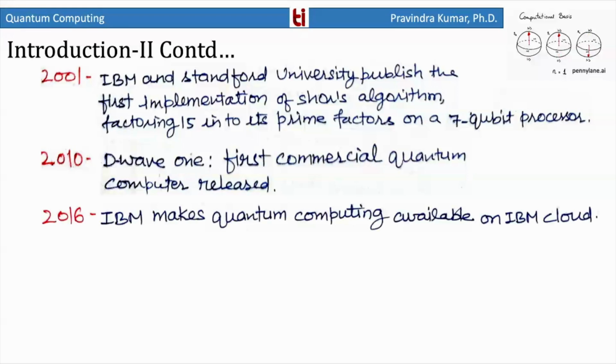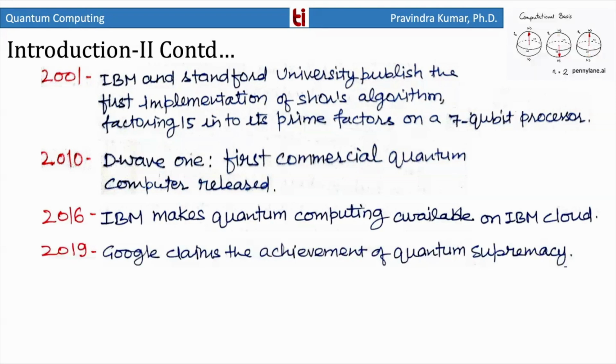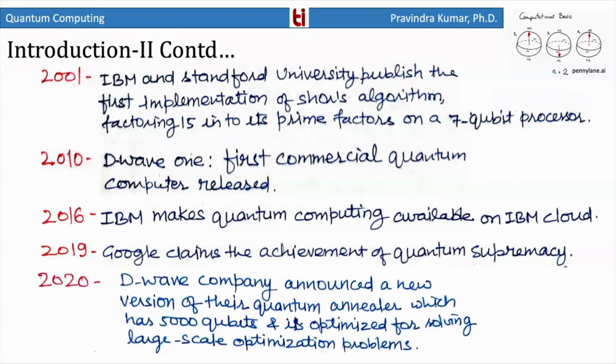In 2016, IBM made quantum computing available on IBM Cloud. In 2019, Google claimed the achievement of quantum supremacy. It is a term coined by John Preskill in 2012 to describe when quantum systems could perform tasks surpassing those in the classical world. In 2020, D-Wave announced a new version of their quantum annealer, which has 5,000 qubits and is optimized for solving large-scale optimization problems.